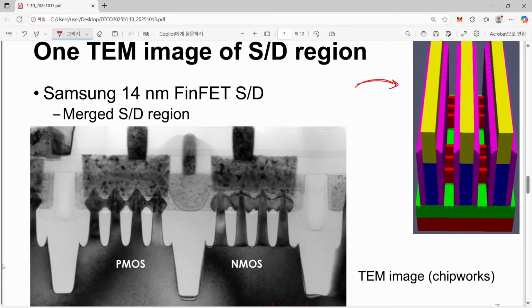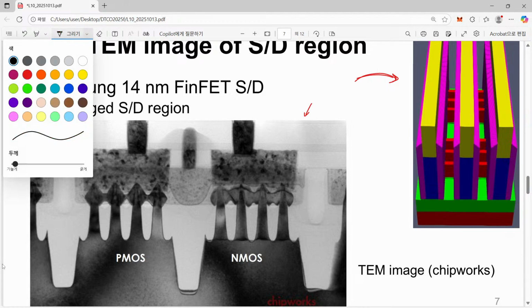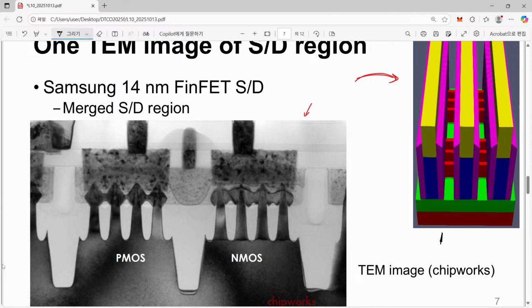This TEM image is taken from Samsung's 14 nanometer FinFET source and drain. Where are we looking at right now? Well, although this is a three-dimensional structure, this is just showing a two-dimensional cross-section. Then where is the cut plane placed? This cut plane can be found at this point. We made a cut over this source drain region, then you can find this one.